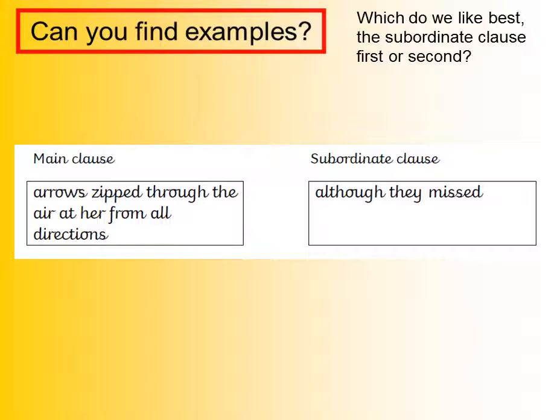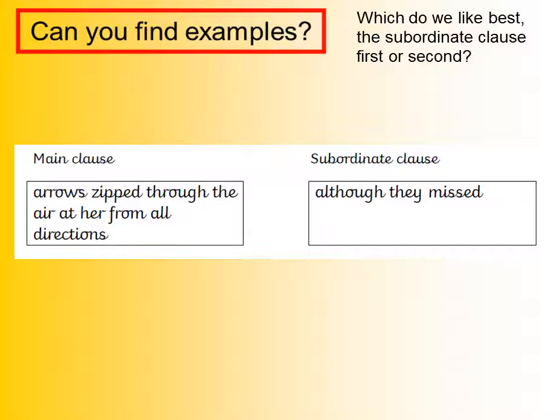Arrows zipped through the air at her from all directions, although they missed. And now let's try it with a subordinate clause first. Although they missed, arrows zipped through the air at her from all directions. Now it's up to you to decide which one you prefer. You are the writer. Which sentence do you want your reader to read?